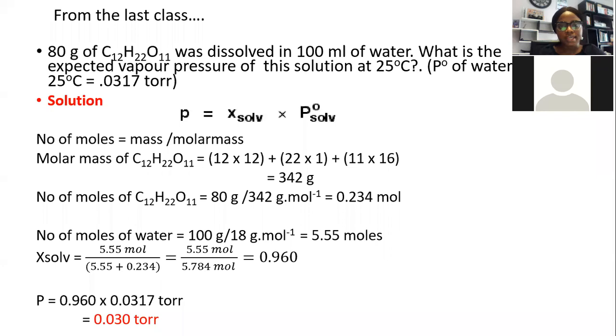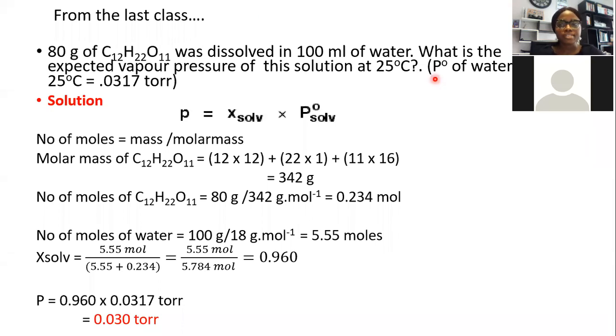So today, this is one of the examples, and this is the example under Raoult's law, where you have, I hope you cannot hear me. Please type yes in the chat box if you can hear me. Oh, fantastic, good, thank you.